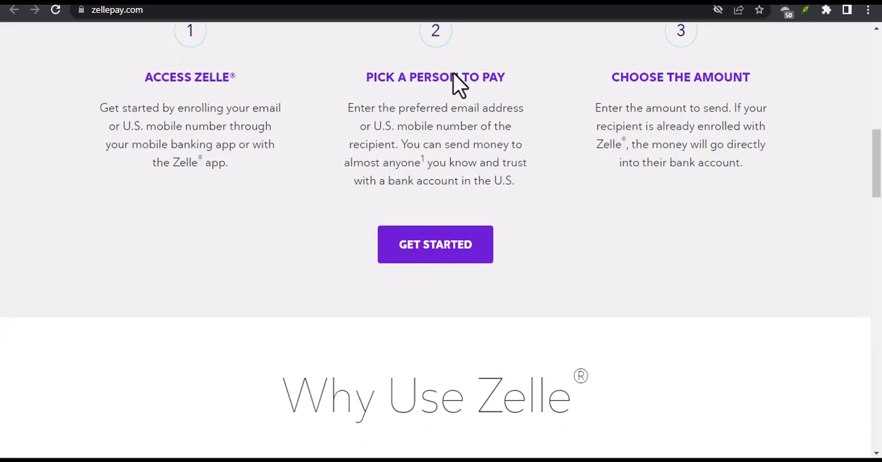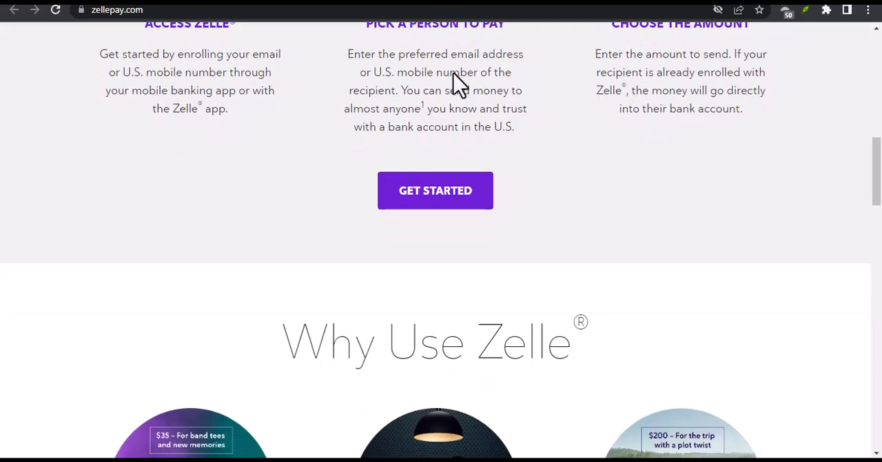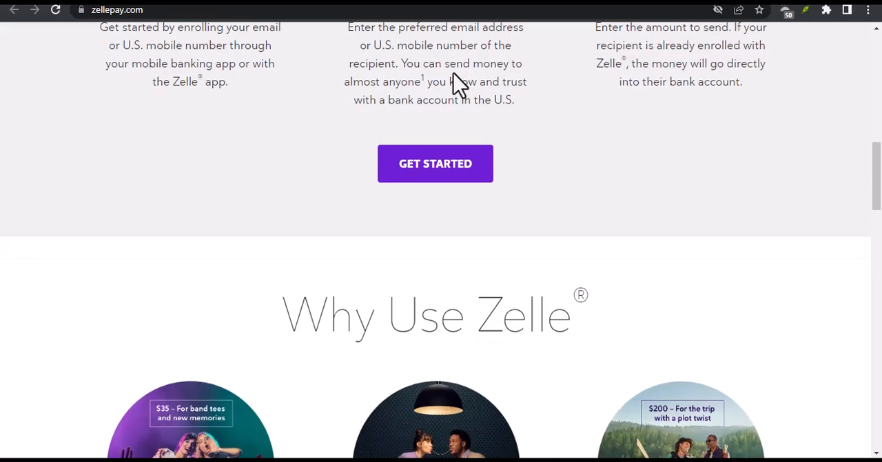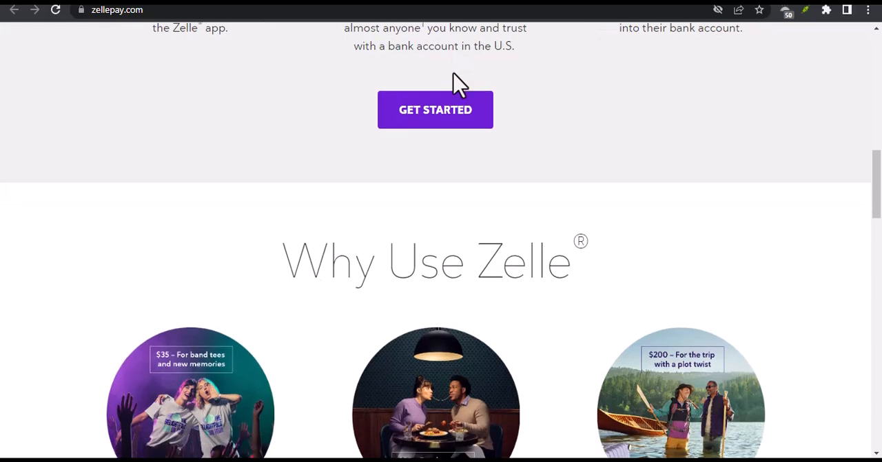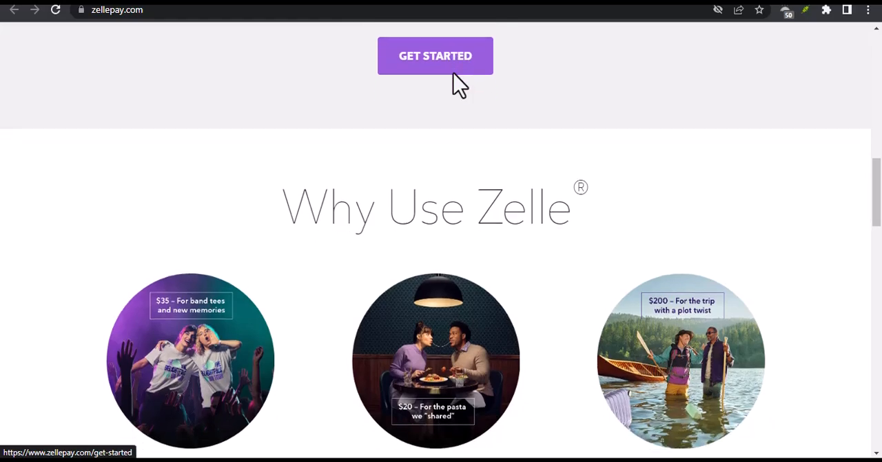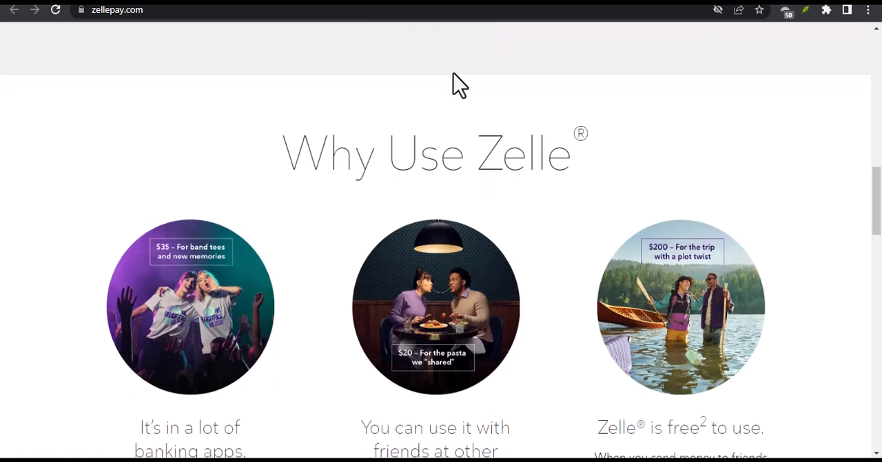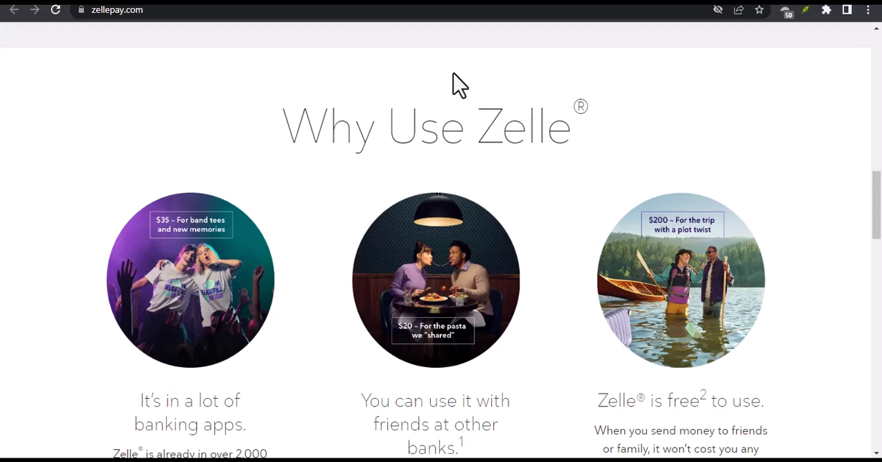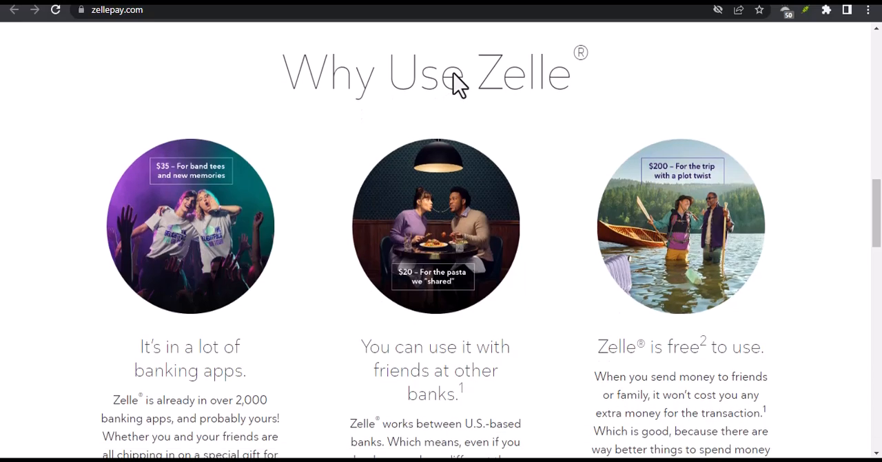How to use Zelle? Now that you know the basics of Zelle, let's talk about how to use it. Here are the steps. Download the Zelle app from the App Store or Google Play. Create a Zelle account using your email address or phone number. Link your bank account or debit card to your Zelle account. Find the person you want to send money to and enter their email address or phone number. Enter the amount of money you want to send. Click Send. That's it. The money will be transferred to the recipient's account instantly.